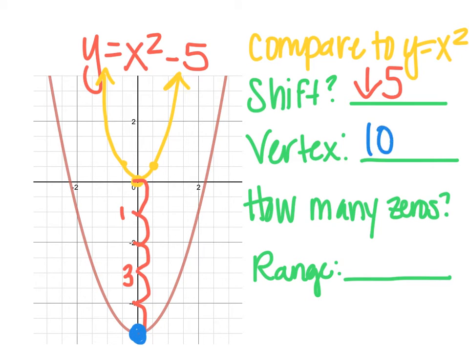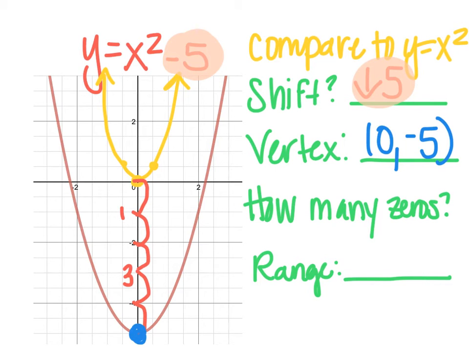It is going to be the ordered pair (0, -5). We also knew that it shifted down 5 because if you look at the -5 that's here in the equation, that's going to tell us which direction and how much the graph is going to shift. And that's also going to affect our vertex for this problem because there was no horizontal shifting.